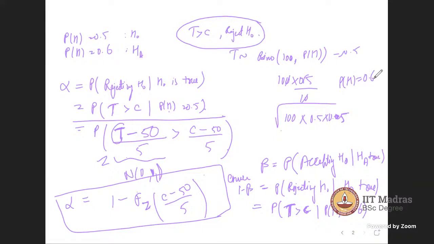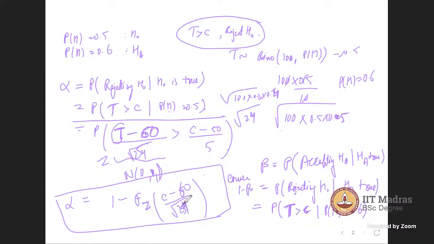60, right? So in this case, you will just do T minus 60 divided by the standard deviation, which will change. So it will come out to be 100 times 0.6 into 0.4, which is 24, so square root of 24. And you will get 1 minus phi of (C minus 60) by square root of 24. That is going to be your beta.